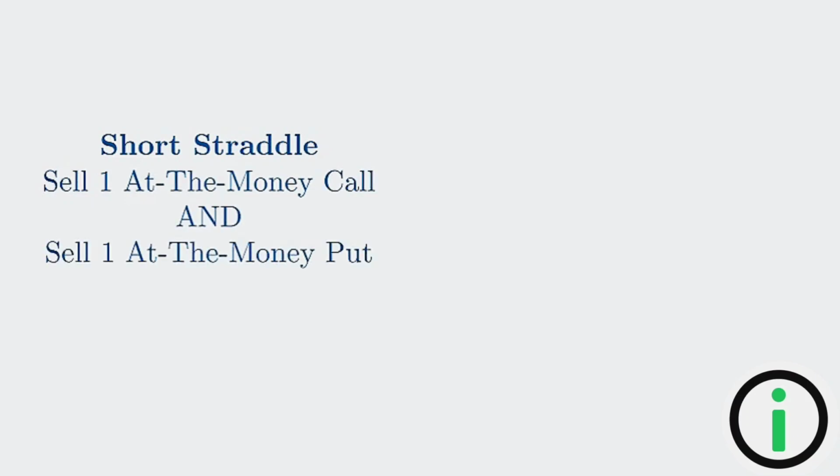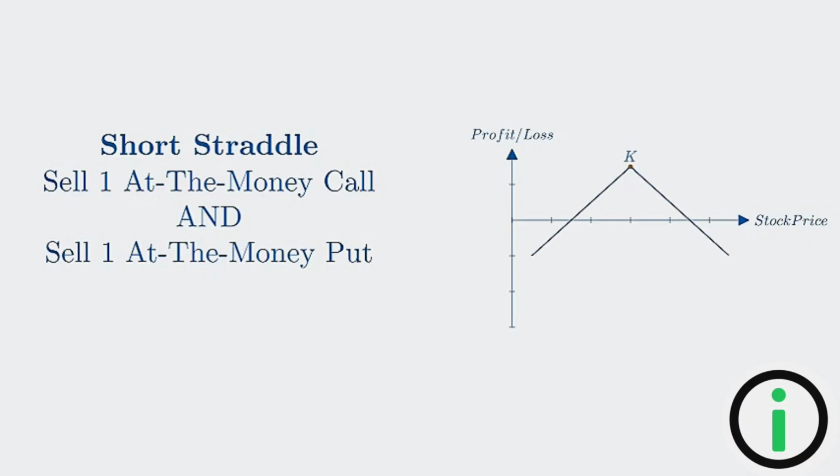Our first strategy is the short straddle. This is the ultimate neutral play where you expect the stock to stay exactly where it is. To construct this, you sell one at the money call and sell one at the money put. In a short straddle, you collect the maximum possible premium because you are selling expensive at the money options. However, notice the shape of this chart. This is a naked strategy. If the stock gaps up or down significantly, your losses are theoretically infinite.